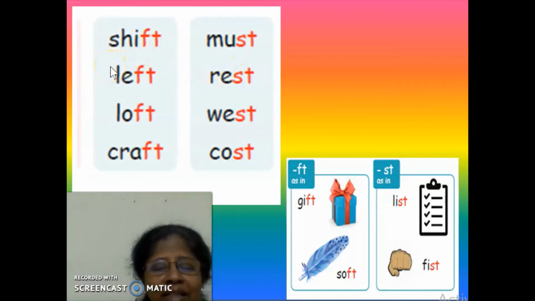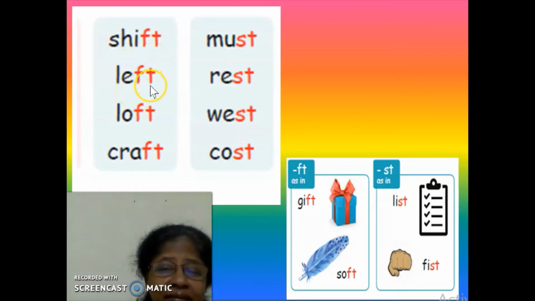Open your mouth and say shift. We studied in the last class, when you see s and it comes alone, it makes its sound. But when you see S and H printed together, you say the sound sh. So it is shift.